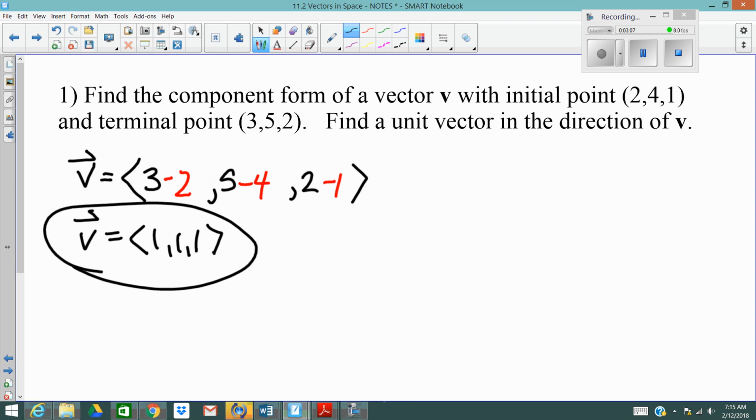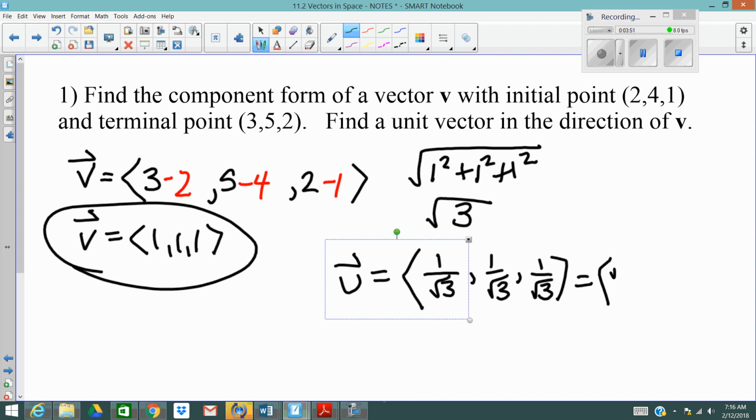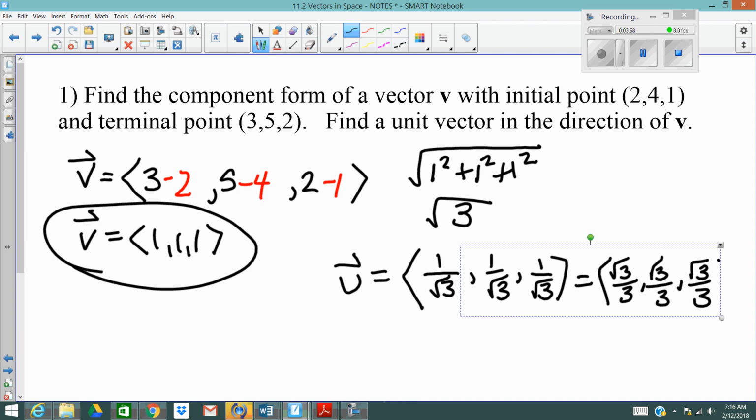To find the unit vector, we're going to divide by our magnitude, just like we did with two-dimensional vectors. So our magnitude is going to be the square root of 1 squared plus 1 squared plus 1 squared. So the exact same thing as before, but now it's 3 elements being squared. So that gives me the square root of 3. So my unit vector is going to be my vector 1, 1, 1 divided by the square root of 3, which, when we simplify, gives us square root of 3 over 3, square root of 3 over 3, and square root of 3 over 3. So there's our unit vector in the direction of v.